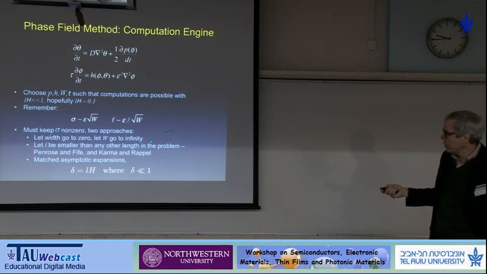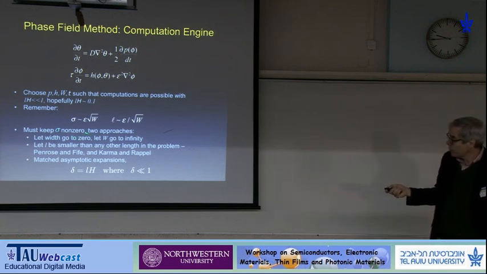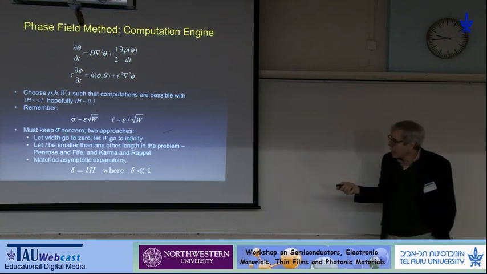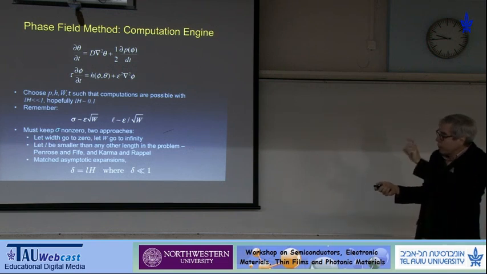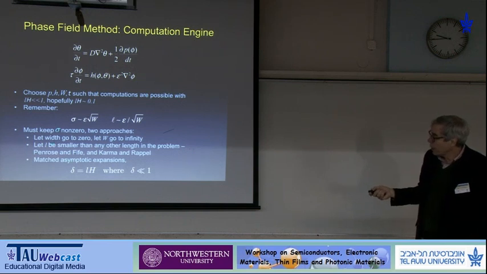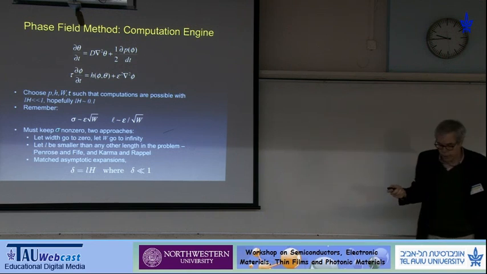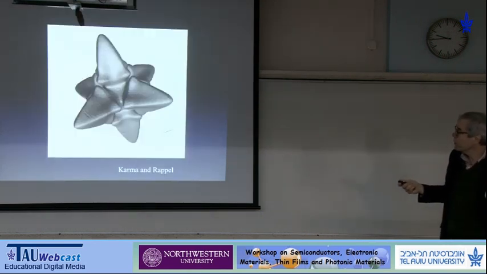And so when you look at the literature, you'll find two kinds of asymptotic expansions. One associated with letting the width of the interface go to 0, which turns out to be not that computationally helpful, but it still enables you to connect these equations to the sharp interface equations. The other one is more useful computationally, where you just say that the interface thickness is small on the scale of the mean curvature, 1 over the mean curvature.